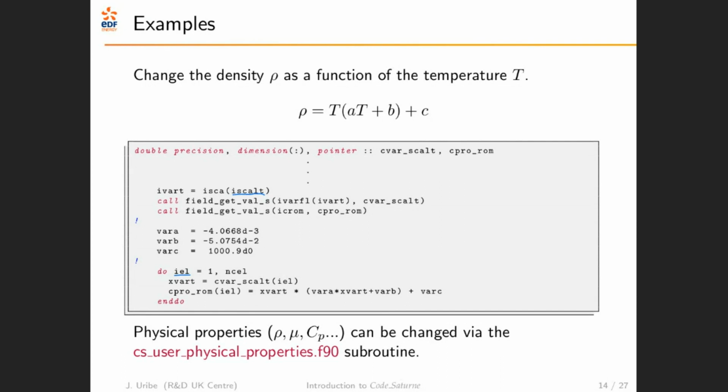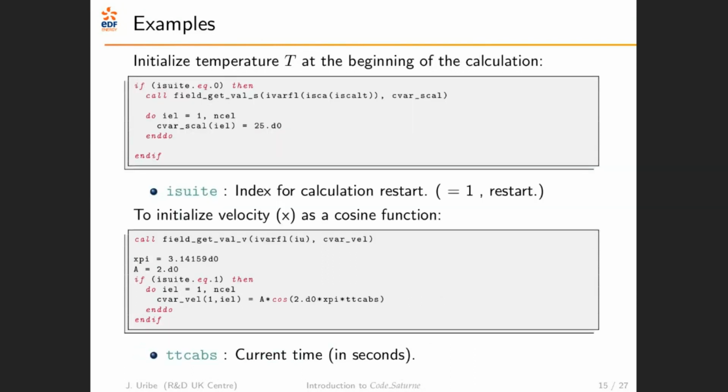You get the value of the temperature right here. So for that particular cell, this is going to give us the temperature. And then for this particular cell again, you set the density, which is now being shown here as your equation. So A times T plus B. Okay. So this example would be in CS_U_physical_properties, which is the one that changes viscosity, density, CP, etc.